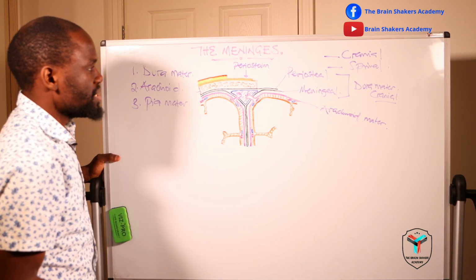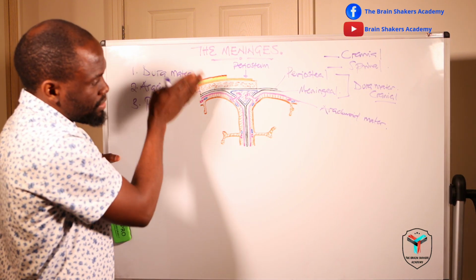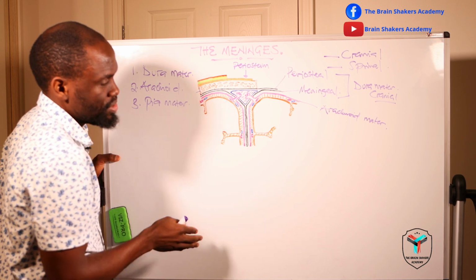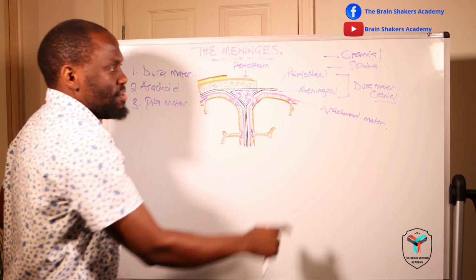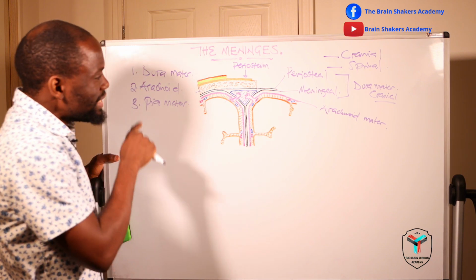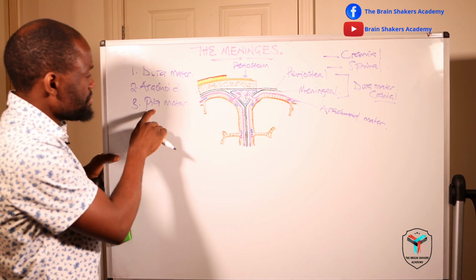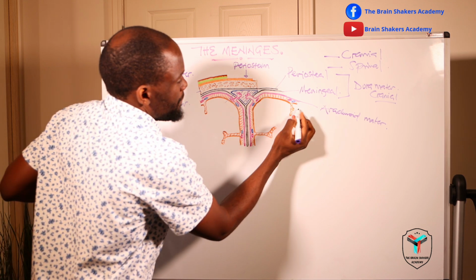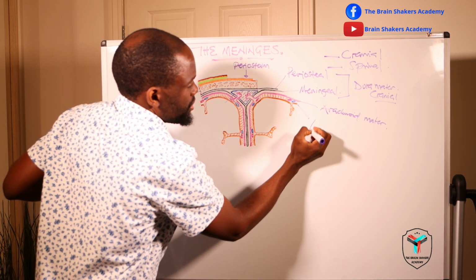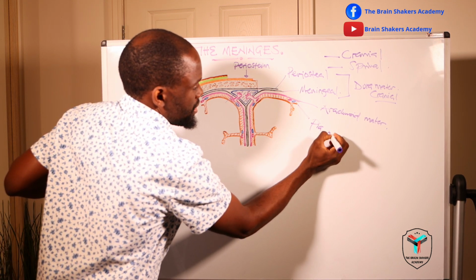It is the second meninge from the upper part, meaning that we are coming downwards before we get to the brain tissue. From the arachnoid mater, the next meninge that we come into contact with is referred to as the pia mater.